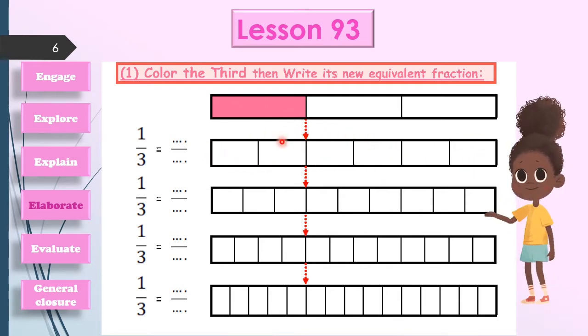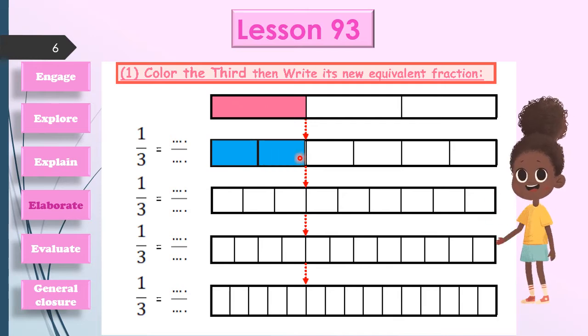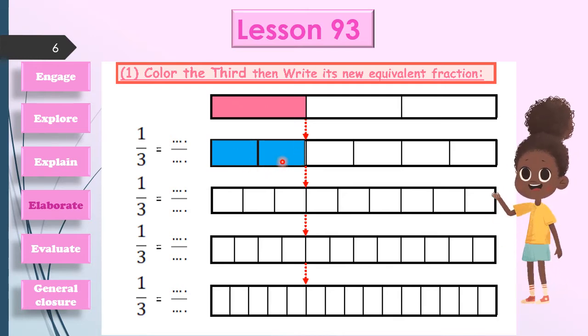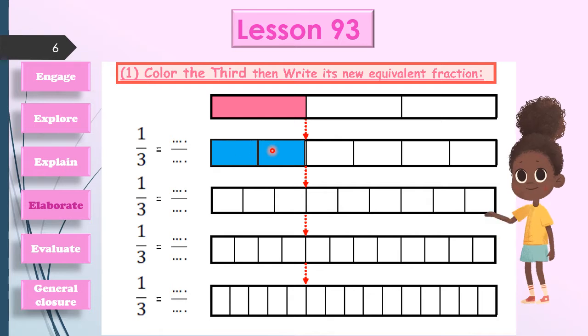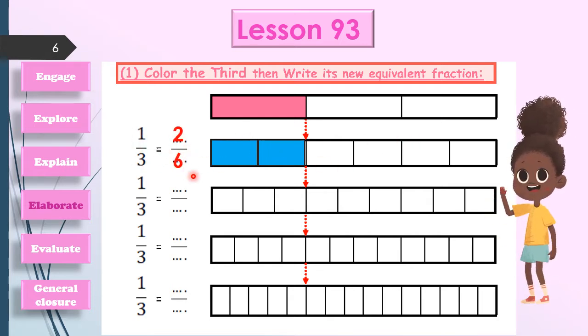If I want a third of this fraction strip, I will color until I stop at this arrow, like this. Then stop. I colored how many parts out of 6? Yes, 2 parts out of 6. The third equals 2 sixths.